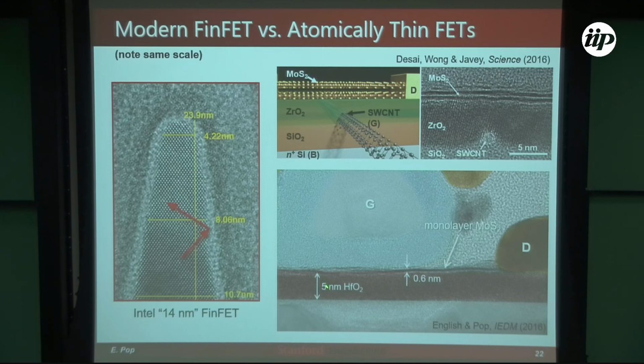This is 5 nanometers of hafnium oxide. Intel can do 2 nanometers of hafnium oxide without leakage. I just can't do that because I work in an academic fab. That's not that clean, but there's the monolayer thin MoS2 layer.